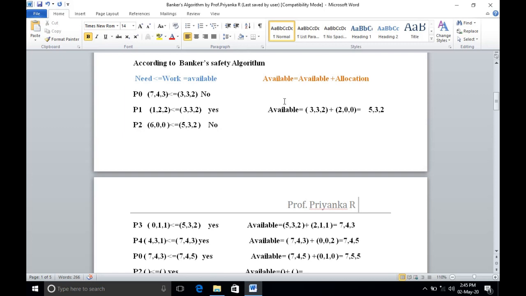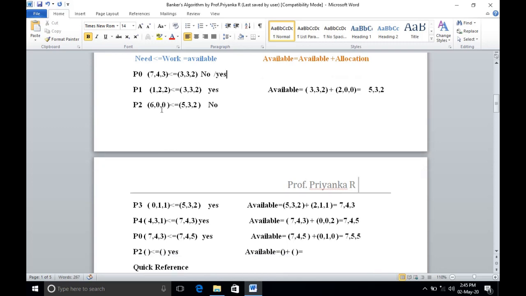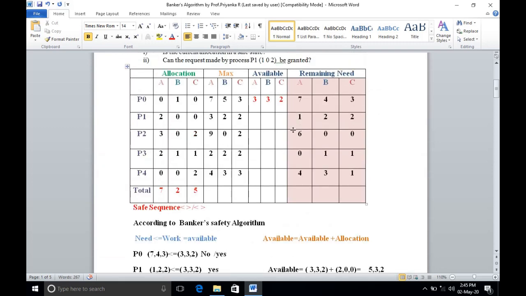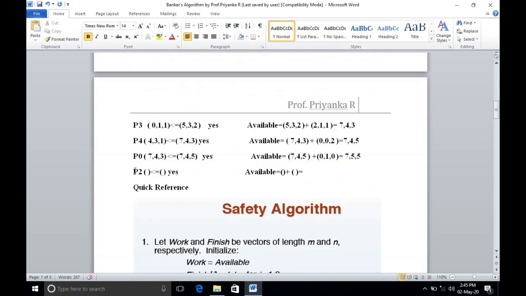Now let us go back and check which of the processes was not satisfied initially. Next is P2. Here we have now satisfied the P0 request, so P2's remaining need is 6, 0, 0. So we'll check with that condition: is 6, 0, 0 lesser than or equal to the newly calculated available, which is 7, 5 and 5? Yes, it can be satisfied. So we'll go with the new calculation of available.